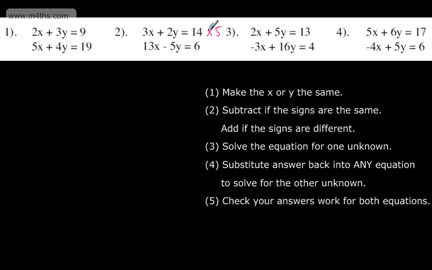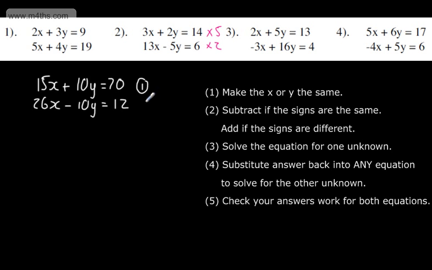So multiplying this one by 5 and this one by 2, that's going to give me plus 10y and minus 10y, and I can go ahead and eliminate. So we're going to get 15x plus 10y is equal to 70. We're going to get now 26x minus 10y is equal to 12. Equation 1, and then we're going to have now equation number 2.